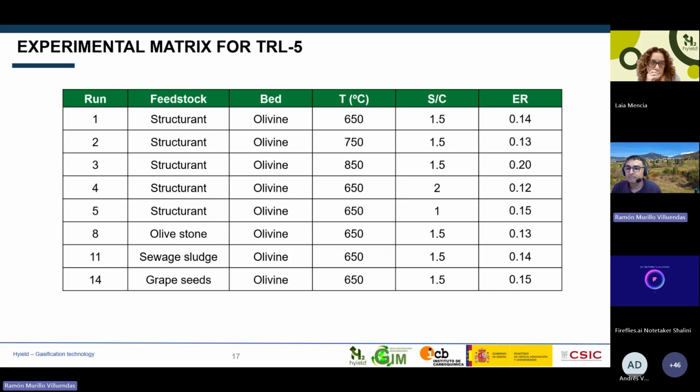The following slides present a selection of experiments carried out within the HYIELD project. These experiments are discussed to illustrate the effect of gasification temperature, the effect of the steam to carbon ratio, and the effect of the feedstock. For this purpose, 4 representative biomasses have been selected: structural material, olive stones, grape seeds, and sewage sludge.